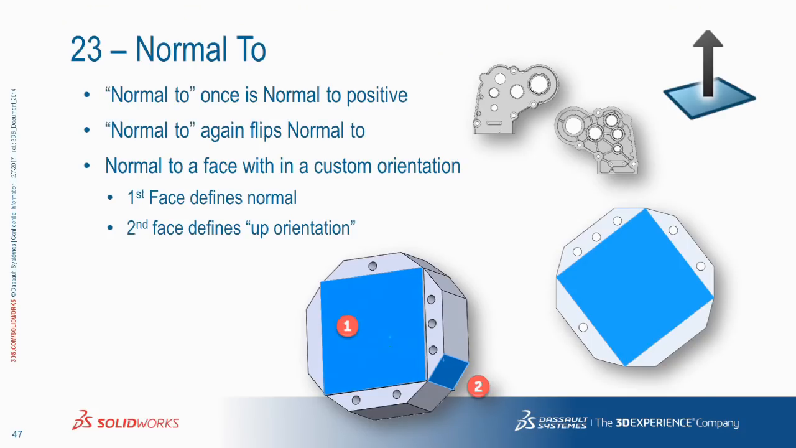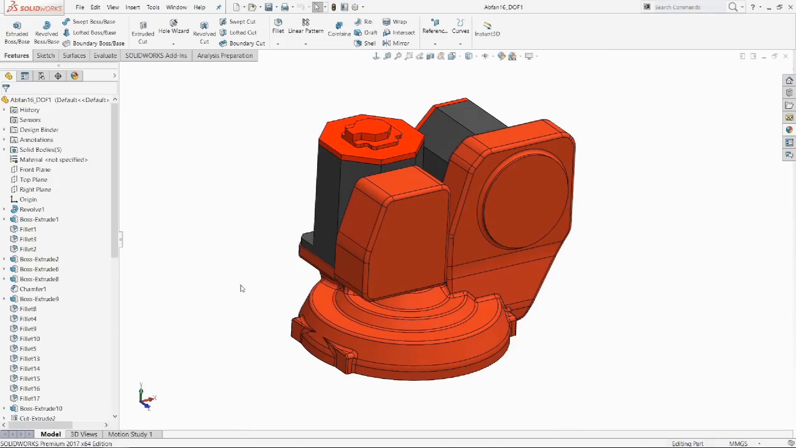Normal to. If we go normal to, it basically faces the model right to us, right? You hit normal to again, it'll flip it around 180 degrees. So now you're looking at the other side, right? All these planes have a positive orientation and negative orientation, like front and back. So hit normal to again, and it'll flip it around. But a lot of times people might want to go normal to, but have this face be up. So you can do that by just picking a second face before you hit normal to, right?